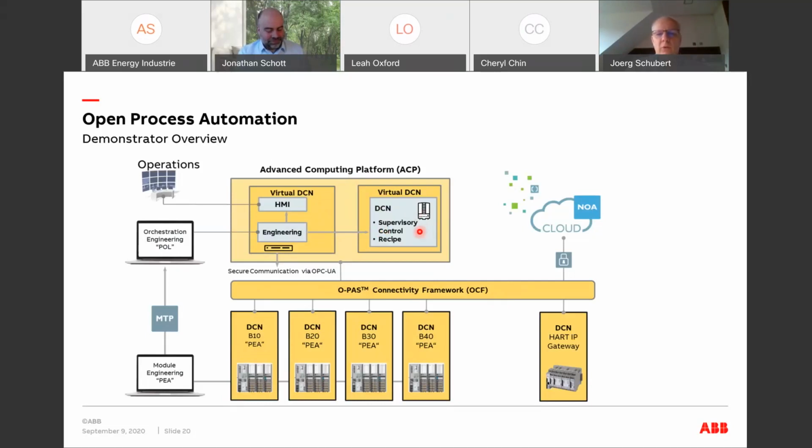One could also say it's a soft controller, a virtual distributed control node that operates on a highly available advanced computing platform and is exchanging data with the DCNs, the physical DCNs connected to the network. So the communication between the units is all based on OPC UA, so that you have a cyber secure communication on your open process automation system communication framework. From a visualization point of view, we had an HMI there fetching the data from the different DCNs.